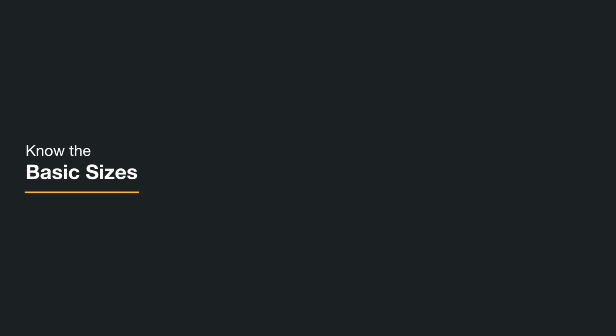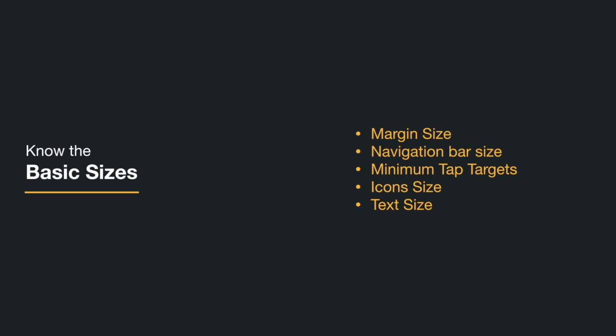Know the basic sizes: margin size, navigation bar size, minimum tap targets, icon size, text sizes. Understand that. For iPhone, margin size is 16 and for iPad it is 20. Again, it is 1x sizes I am meaning. Margin size in Android is 16 dp. dp is nothing but density independent pixels. Identify all clickable, touchable, or interactable elements within the design and make sure that each of these elements is minimum 44 by 44 in iPhone and 48 by 48 dp in Android.